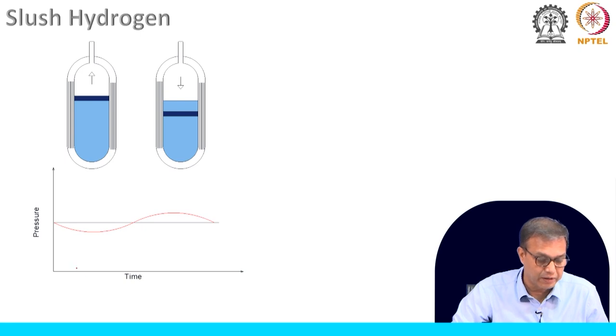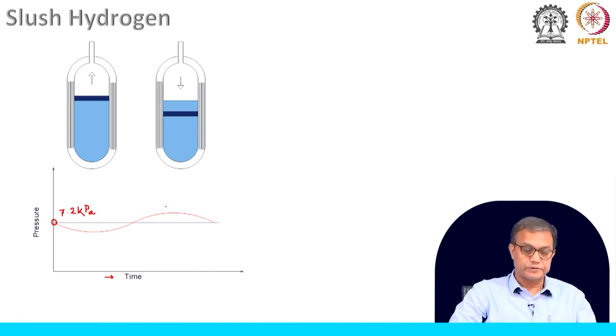If we plot the pressure versus time, with time on this axis and pressure on this axis, I hope you understand that this pressure would be 7.2 kPa, the triple point pressure at which the liquid will exist in the three phases, and the corresponding temperature would be about 13.9 Kelvin.